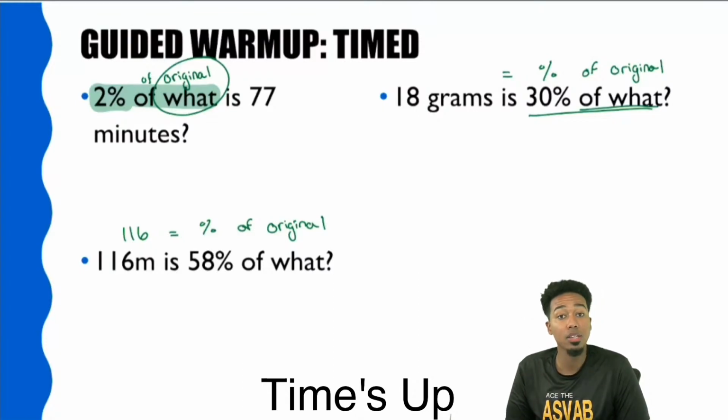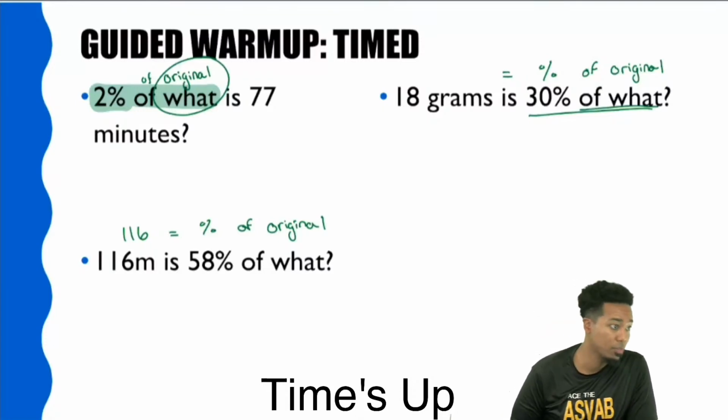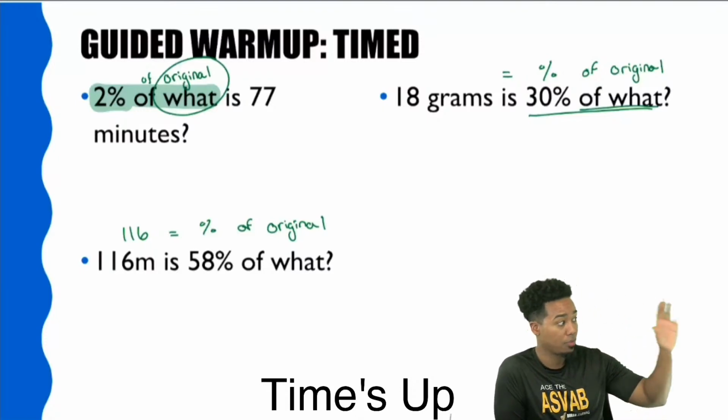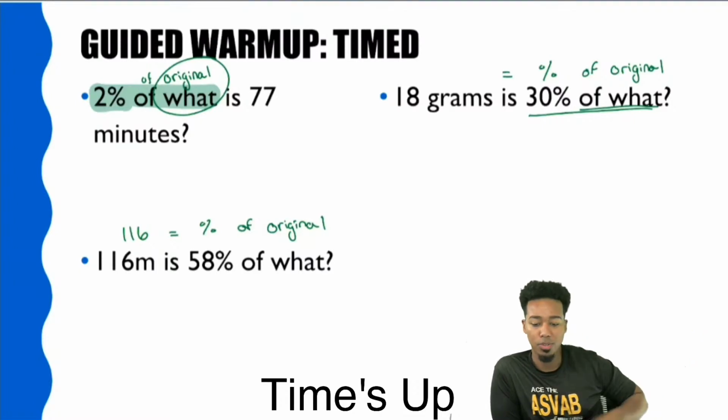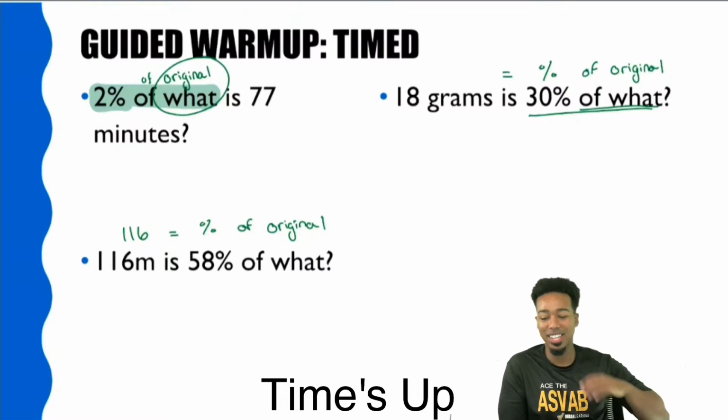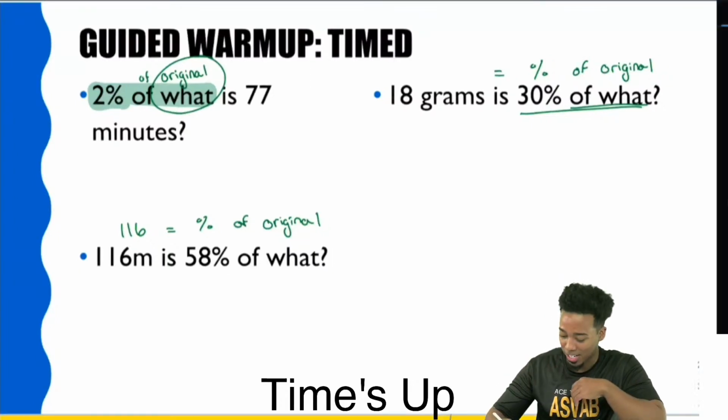No, because they could say, what is 30% of 10? If I said, what is 30% of 10, so that's the original. So when I say, what is that, I'm looking for the result. And I'm looking for the result in that case. So we're going to go over this again tomorrow. We're going to have plenty more opportunities to continue learning.